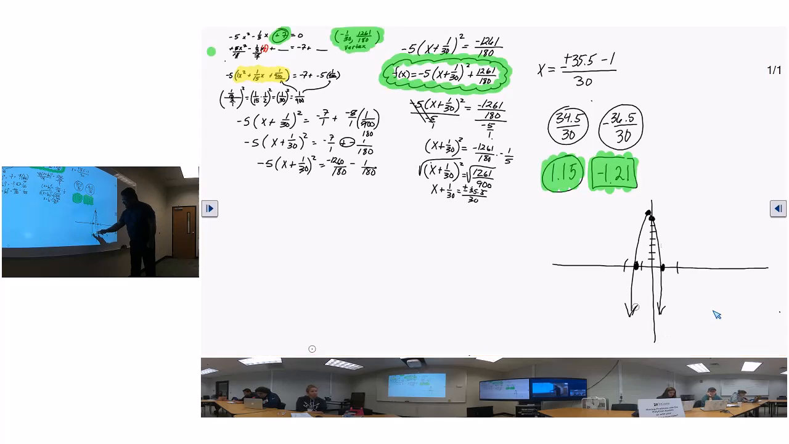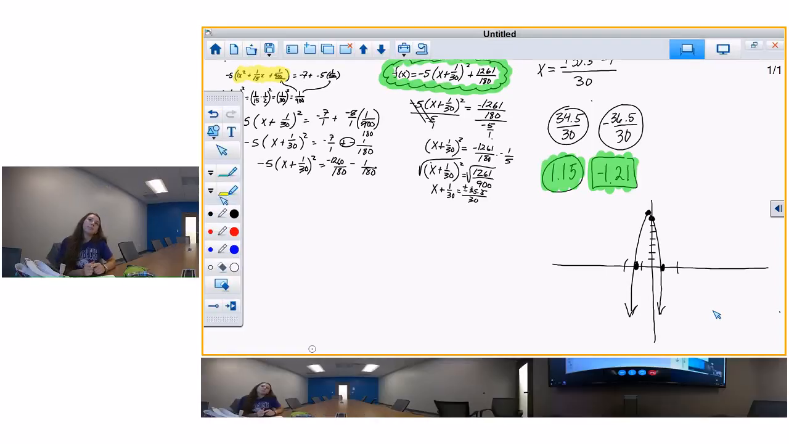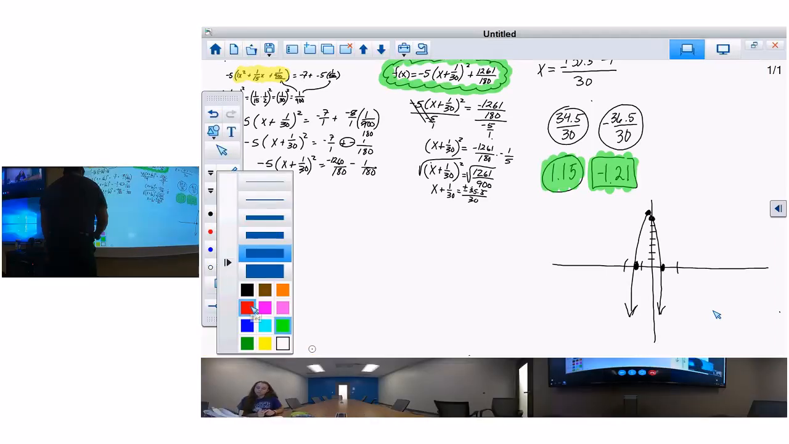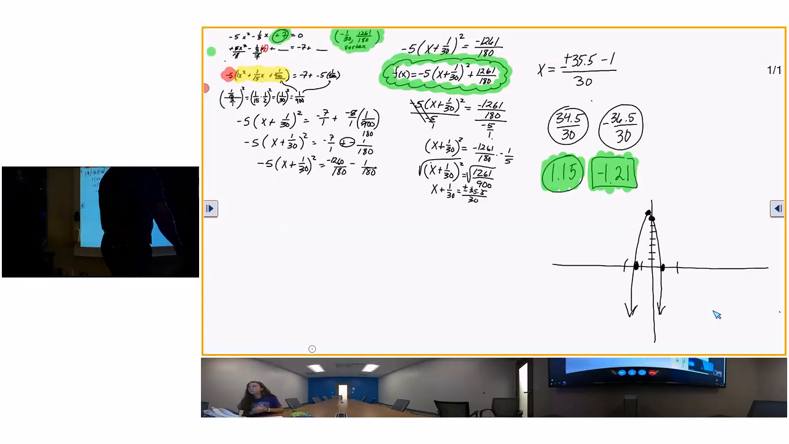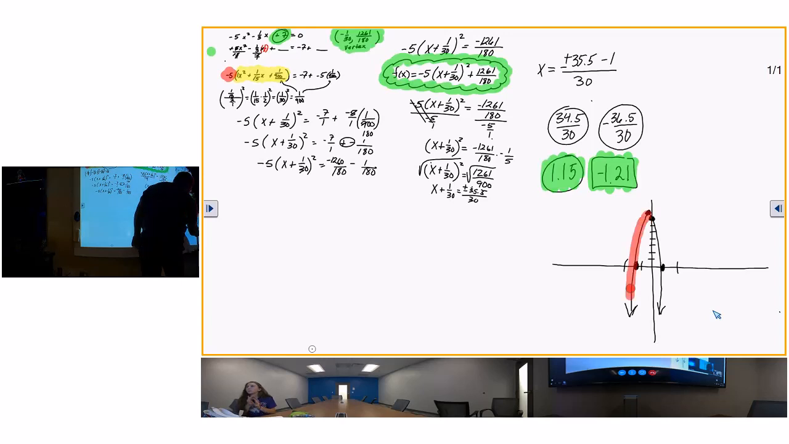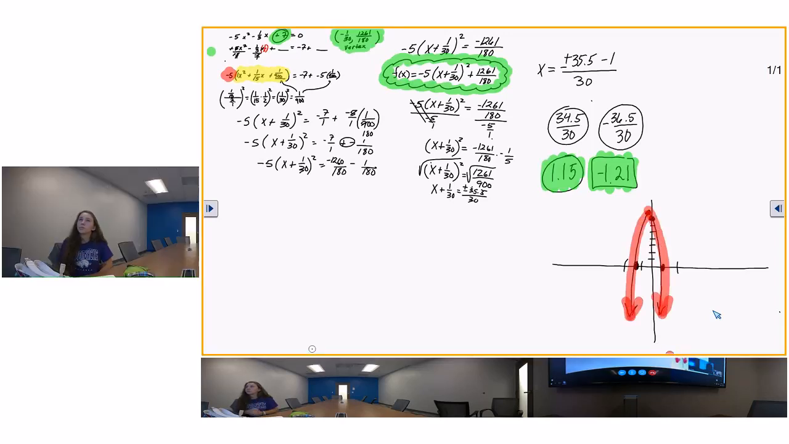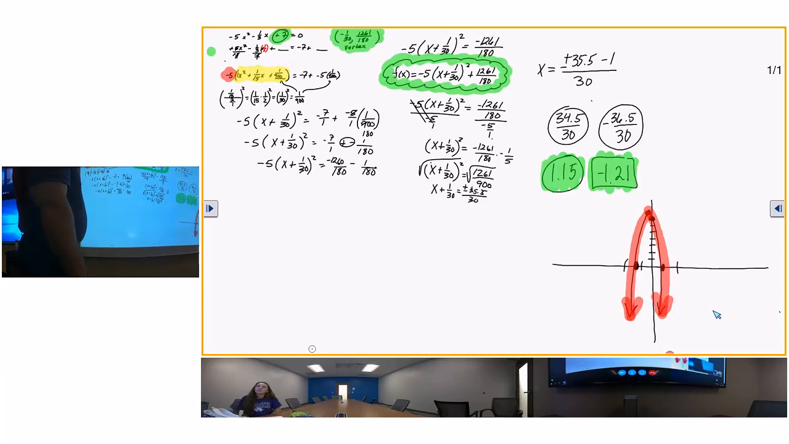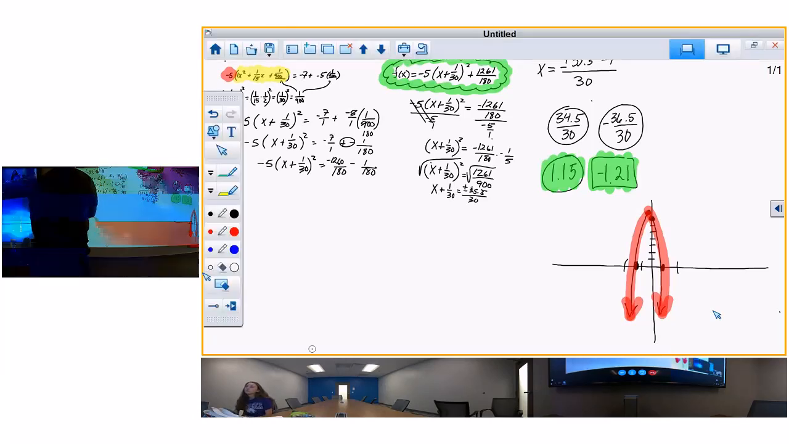Wow, it's opening downward. How do we know it's going to open downward? Because it has the negative. The negative 5. We're going to take a handy dandy red highlighter, highlight that negative 5, because that tells us that it's opening which way? Downward. Okay? And we have x-intercepts because of this, and we will highlight this.